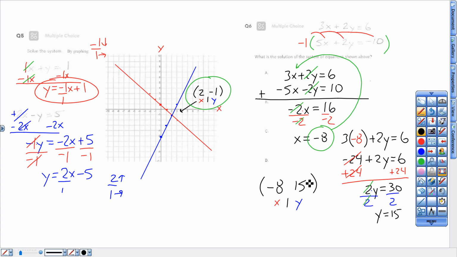I wanted to check it. I could do 3 times -8 gives me -24. 2 times 15 gives me 30. Does that give me 6? That should work. If I plug in the other one, 5 times -8 gives me -40. 2 times 15 gives me 30. Does that equal -10? And that is true. All right, let's move on.